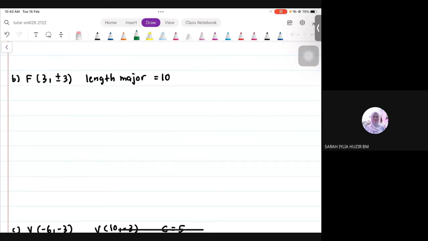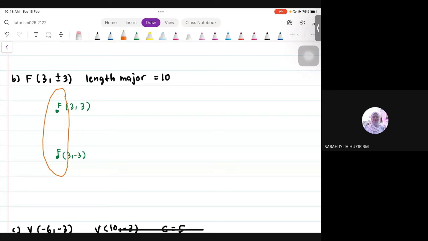So, maksudnya kita dah tahu sekarang ni our ellipse dia mesti yang berdiri. Sebab kita try plot. Okay, satu foci dia (3, 3), satu lagi (3, -3). So, bila foci tu berdiri, shape ellipse pun kena shape yang berdiri lah. Bentuk tu tak cantik tak apalah. Yang penting awak tahu koordinat.